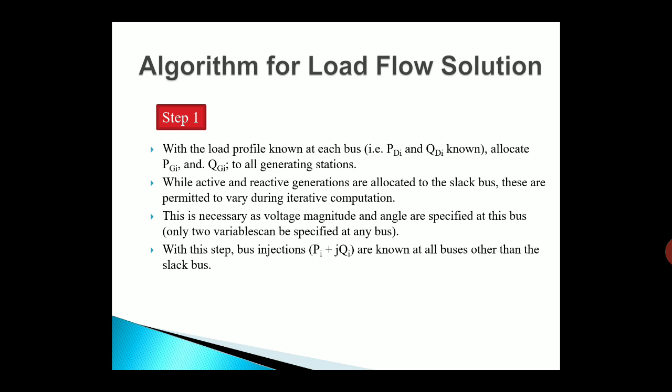So with this step, the bus injection Pi plus jQi is known for all buses other than the slack bus. At this step, the load is known, and you have to say what the generation is for every bus. When the bus is connected to a generator, you have to consider that, so that we can get the total Pi plus jQi, that is the total real and reactive power injection. What is the real and reactive power injection? Pi is equal to PGi minus PDi, that is, the injected power is equal to generated power minus load power. Qi is equal to QGi minus QDi.